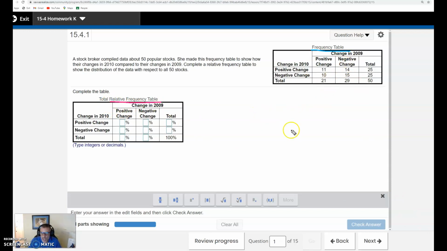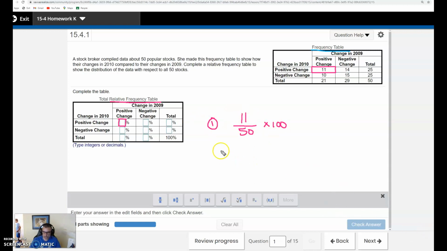And the way you do that is, let's just pick a category here. I'm going to start in the upper left. So I want to know about this box right here. Stocks that went up both years, positive change in 2009 and a positive change in 2010. And there were 11 stocks that did that. So what percent of the total is that? Well, the way you solve that is you take 11, divide it by the total number of stocks, and multiply by 100. It's going to be the same process for every single number on this assignment. Take the number, divide it by the total, multiply by 100. Now, the total is actually going to change. More on that in a second. All right, so this is step 1.